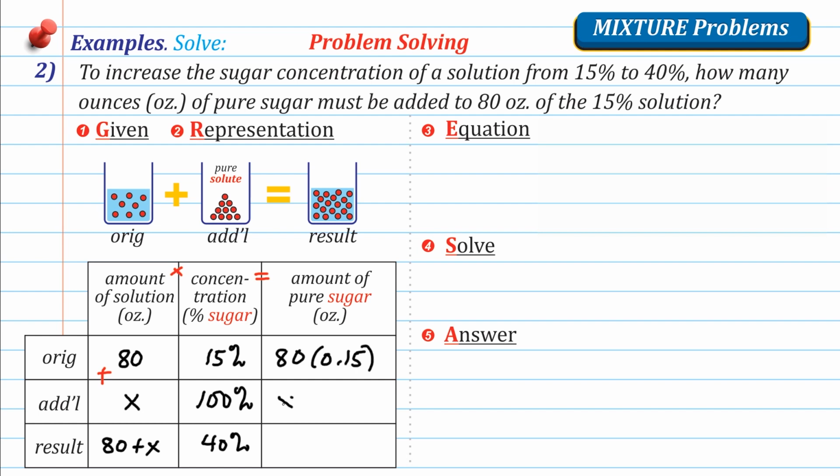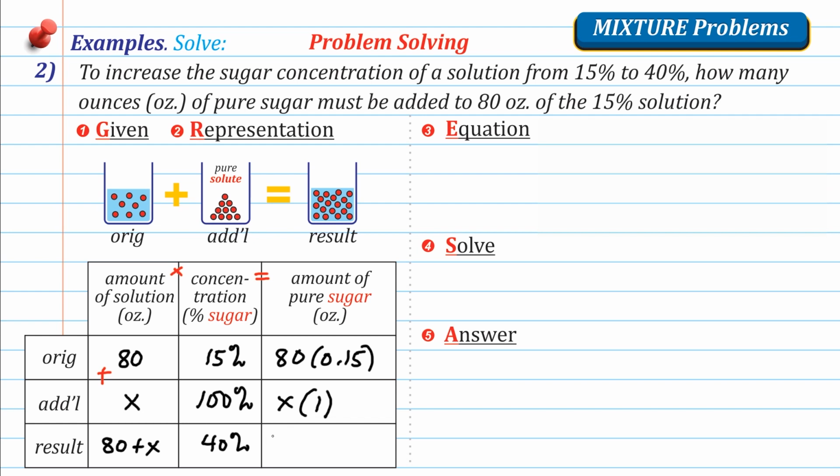And then x times, be careful here, kanina, the first case, it's very easy. Because we added pure water, it's 0% solute. Since this is pure sugar, it's 100% sugar. And when you convert this, it should be 1. It's not 100, it's 1. That's a common mistake. Be careful with that.